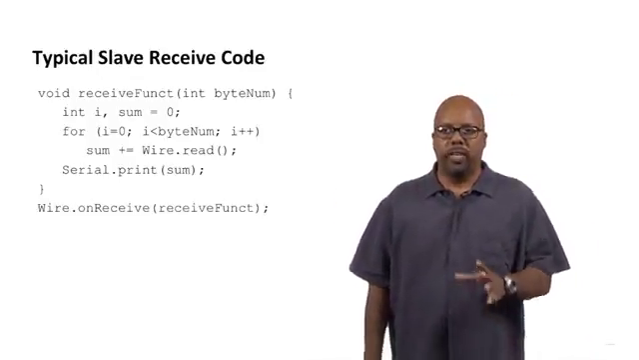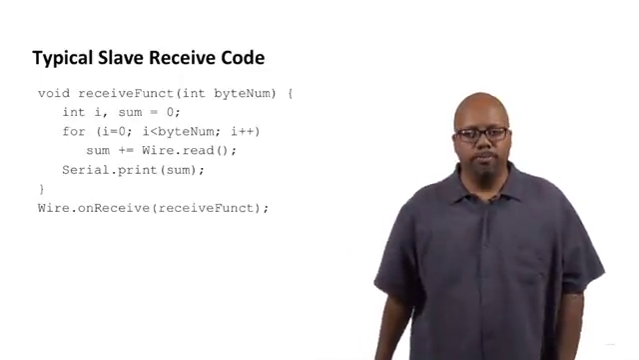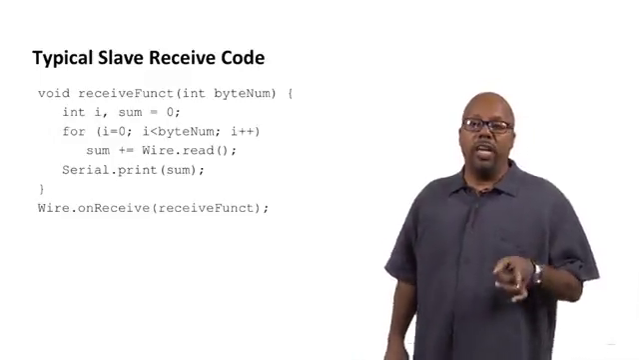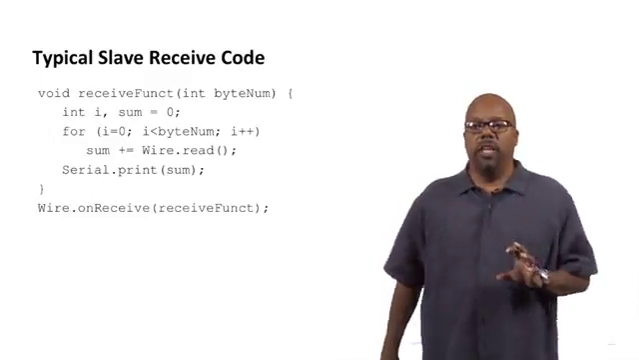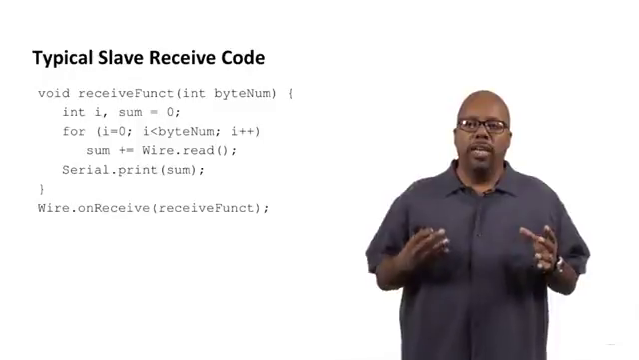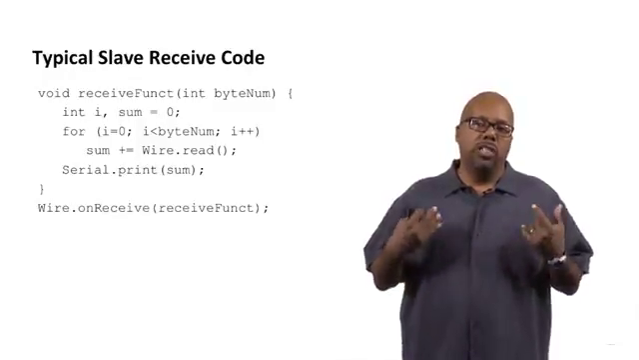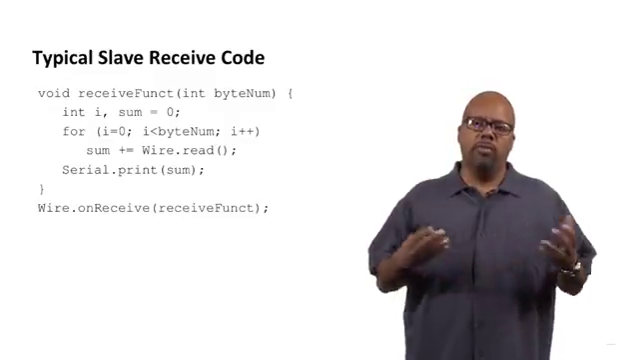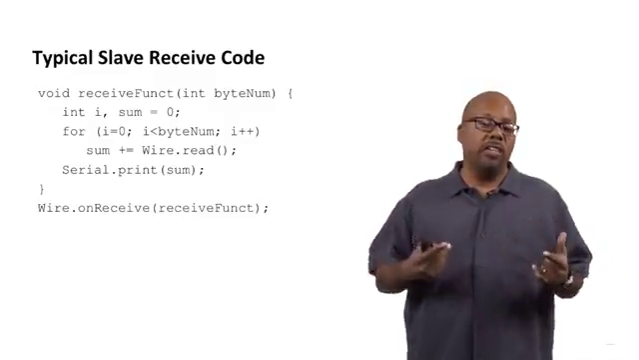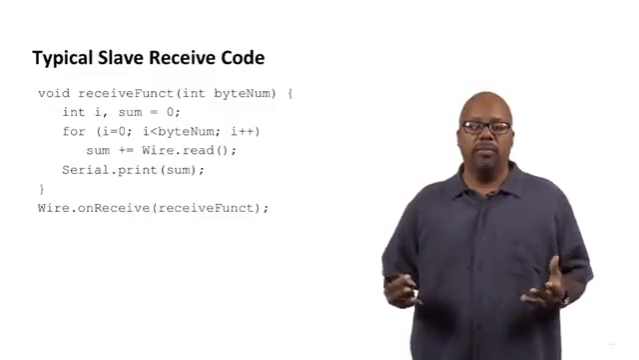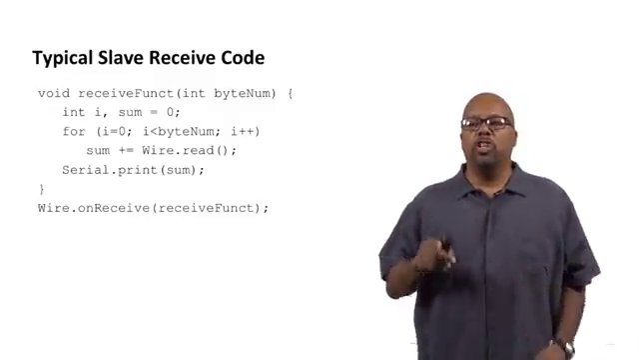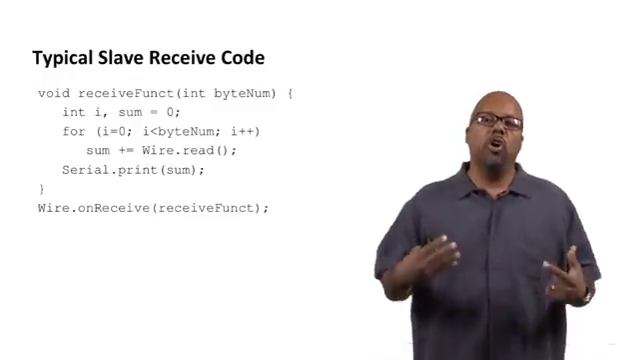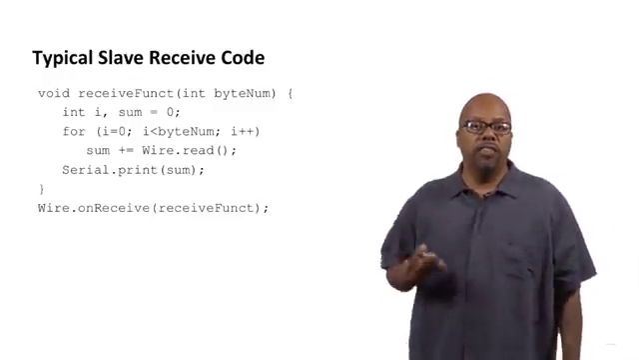So let's take a look at some slave code. In this slave code, go straight to the bottom. Wire.onReceive receive funct. What that says is, when this slave gets a write request from the master, when the master says I'm doing a write transaction, that means the slave has to be ready to receive that transaction. So when that happens, the function called receive funct, which is the argument to wire.onReceive, is going to be called to do the receiving of the data.